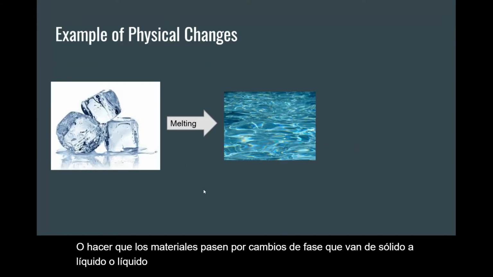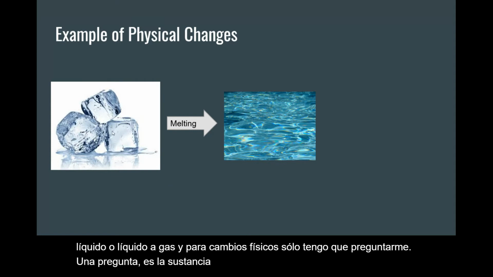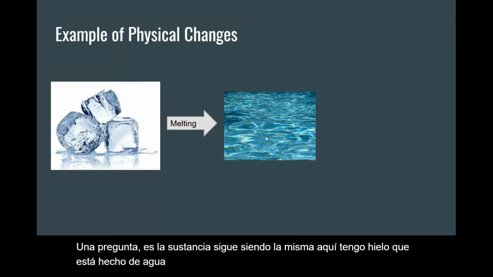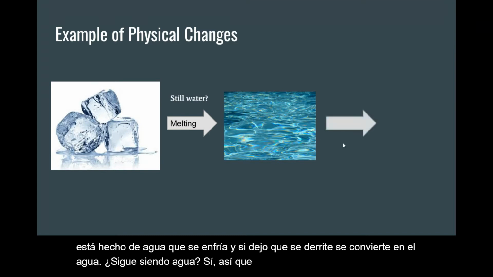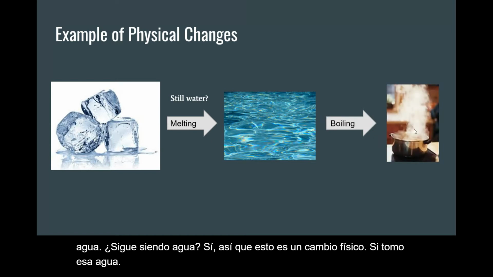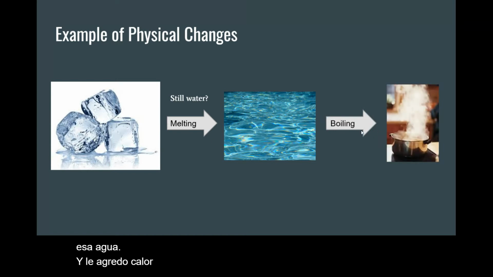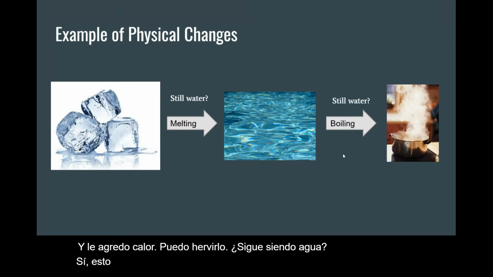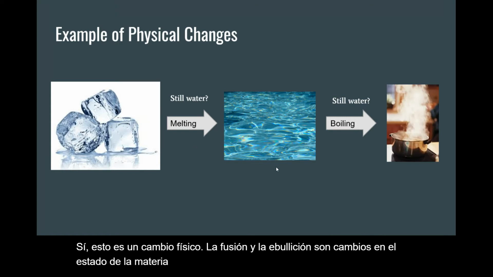And for physical changes, I just have to ask myself one question. Is the substance still the same? Here I have ice, which is made from water that is chilled, and if I let it melt, it turns back into the water. Is it still water? Yes. So this is a physical change. If I take that water and I add heat to it, I can boil it. Is it still water? Yes. This is a physical change. Melting and boiling are changes in the state of matter, but it's still the same substance.